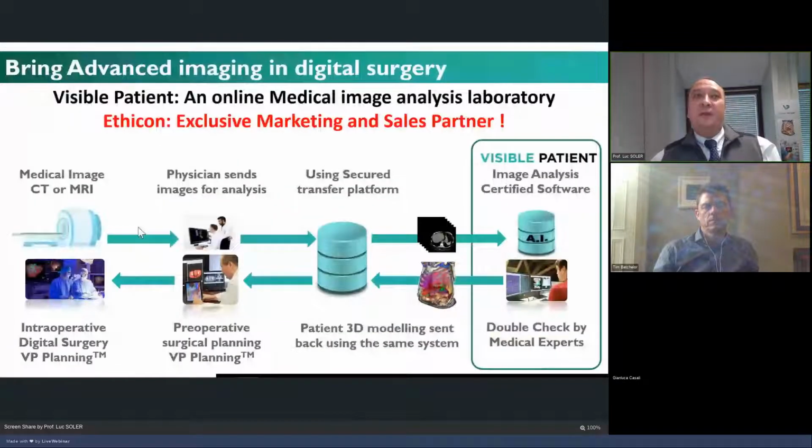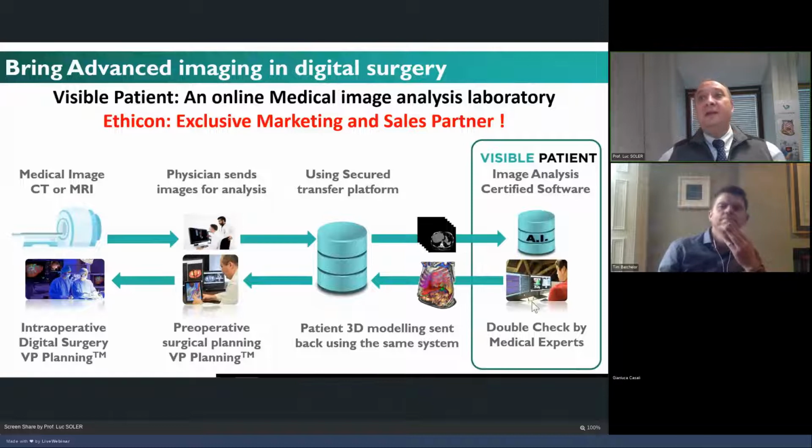We have created an online lab. From the CT scan or the MRI, we receive from the surgeon onto a secure platform system managed by Johnson & Johnson, we do the analysis in our lab, Visible Patient. It is double-checked by a medical expert. Each model is double-checked, a control before being pushed back onto the secure system.